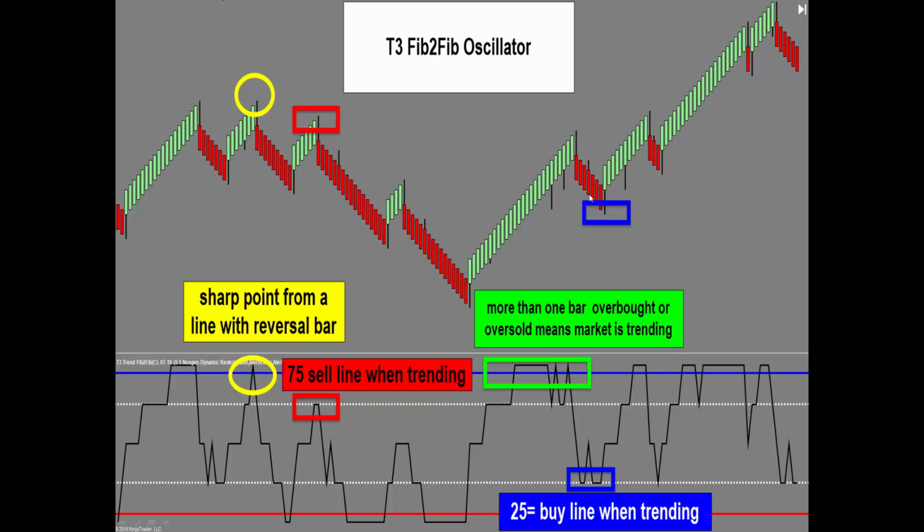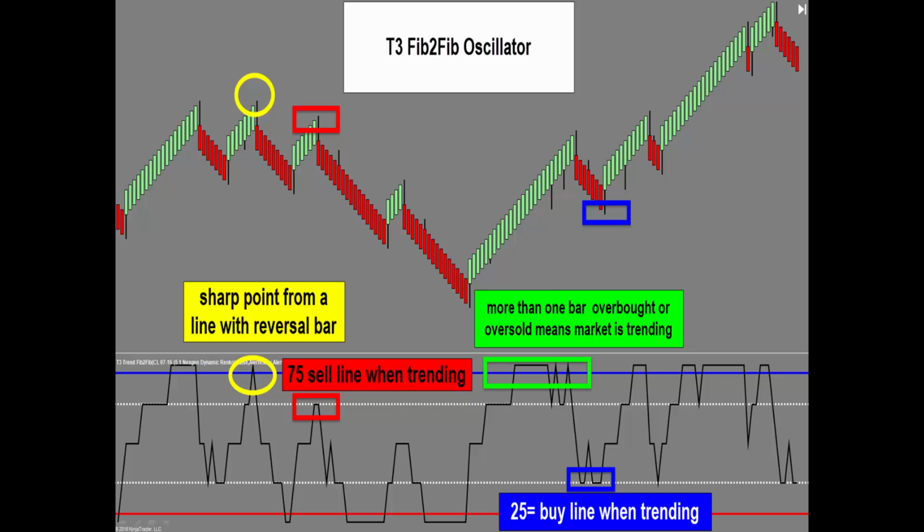We also use, and you can see in the blue box, the 25 line, which is what we call our buy line, when the market is trending to the upside. And this is really the area where we start looking for mid bands, moving averages, Fibonacci areas, prior high value areas in order to buy the market.